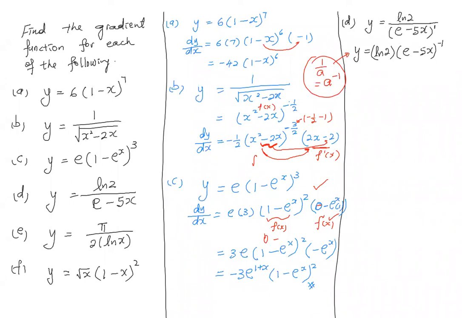Okay. Got it. Carol, can you tell me how to find the derivative now? dy/dx equals ln 2, times negative 1, times e to the power minus 5x, to the power of negative 2, and then times the derivative of the power, minus 5x.